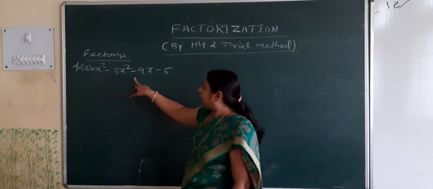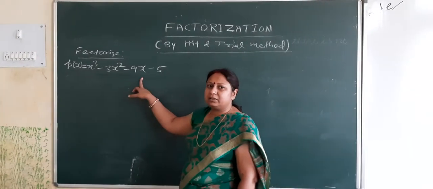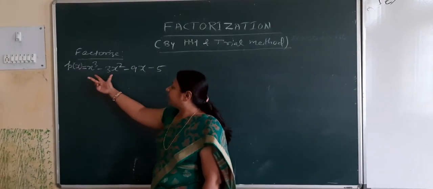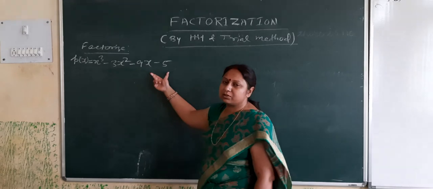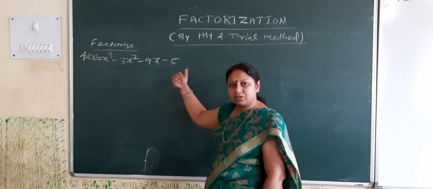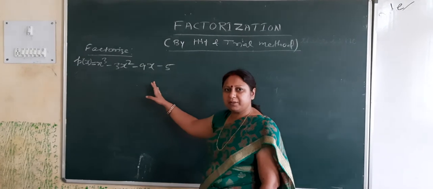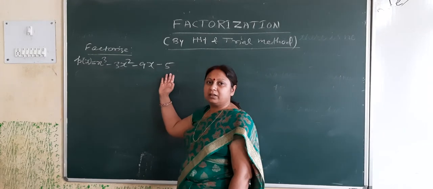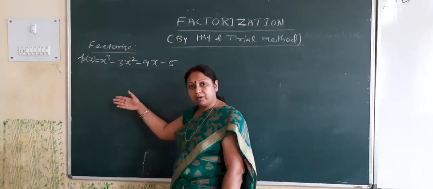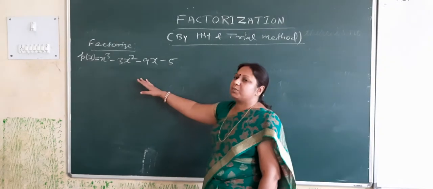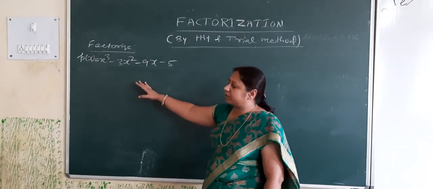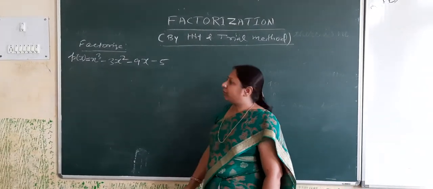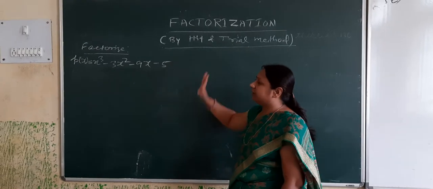So see here, is there any common factor? No. X cube and x square, you can take x square as common factor, but in these two terms there is no common factor. So first method, by taking common factor, is flopped here. By using algebraic identities, no identity is followed here. So second method is also flopped. Middle term splitting method is only for quadratic polynomial. Here it is cubic polynomial, so third method is also flopped. So now we have to use hit and trial method.